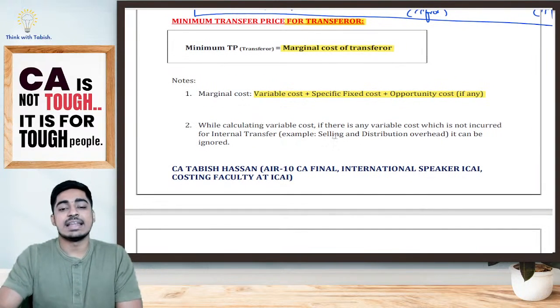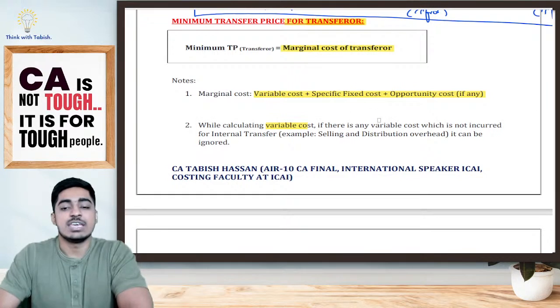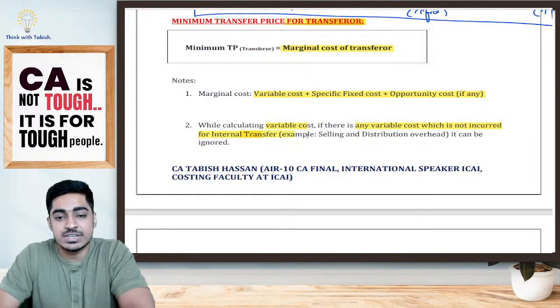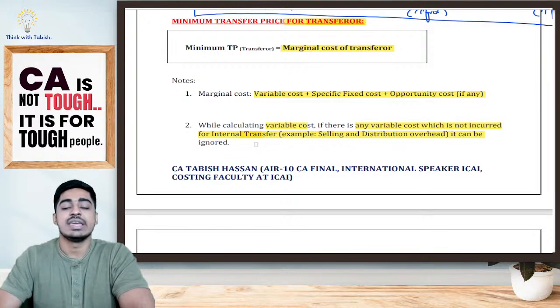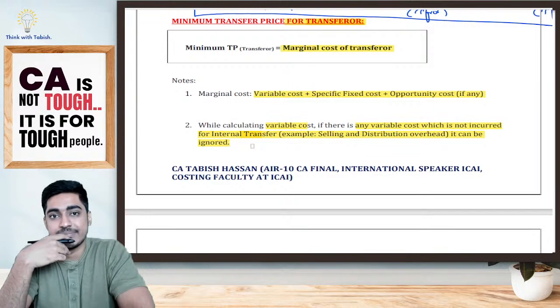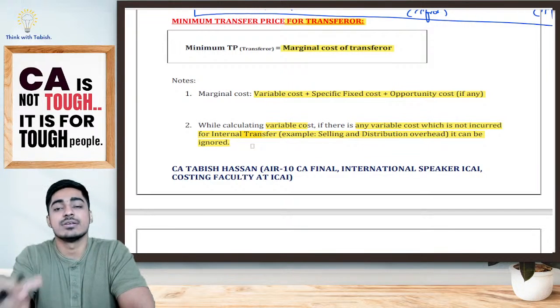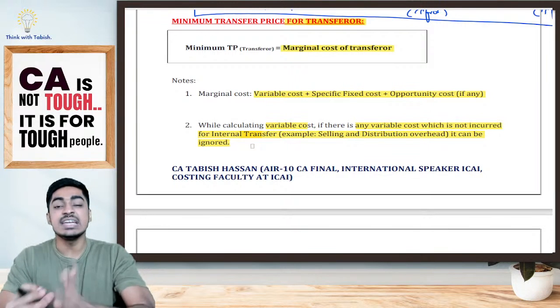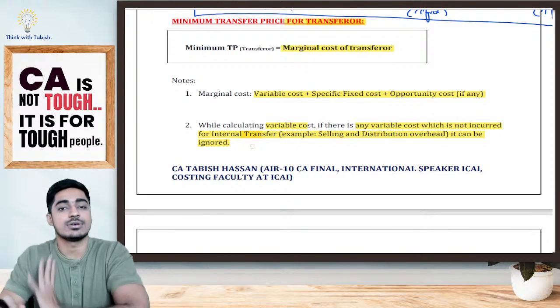Now, while calculating the cost, if there is any variable cost which is not incurred for internal transfer, say for example selling and distribution overheads, it can be ignored. The question is telling us, this is the cost we are generally incurring, but for internal transfer it is not there. Suppose packing: beautifully we pack for external customers, but for internal transfer we don't do that, so that cost will be ignored. Clear? That is how we arrive at the marginal cost for this internal transfer.